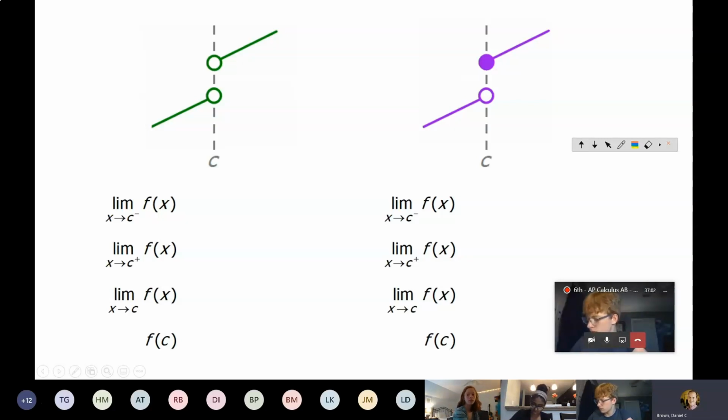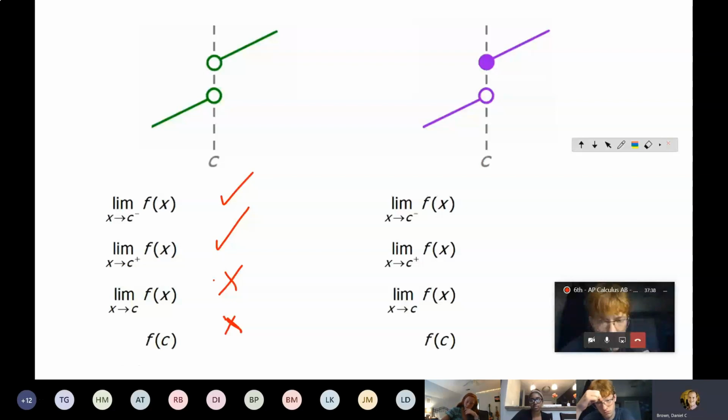So looking at this green graph, does the limit as x goes to c from the left exist? Yes, it exists. What about the limit as x goes to c from the right? Yes. What about the limit overall? No. The left and the right do both exist, but they do not match, so it does not exist. What about f of c? Does the value of the function exist at c? No, you have no value existing. There's 2 holes, so you don't have a value there. If you can't have a value, then they can't be equal.